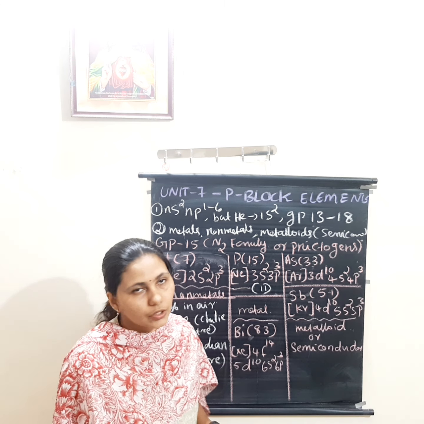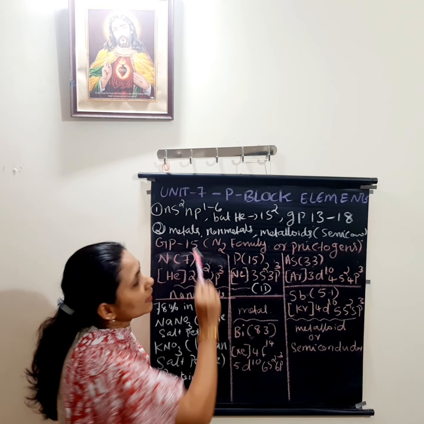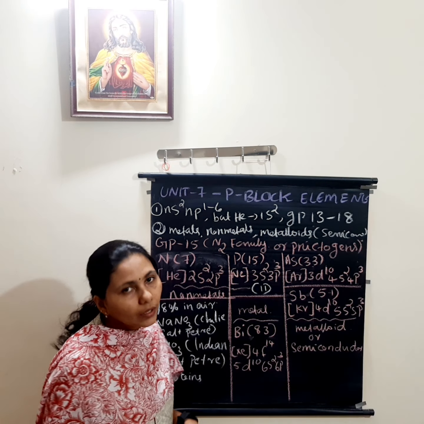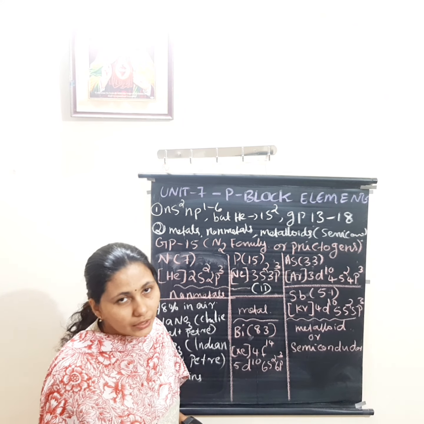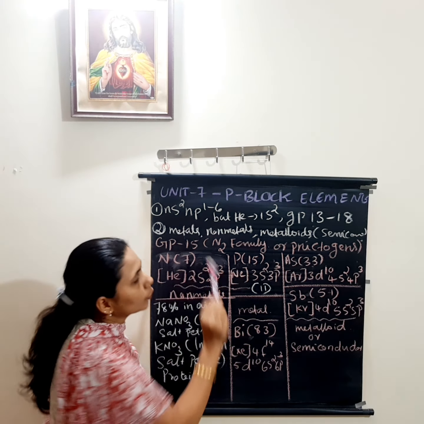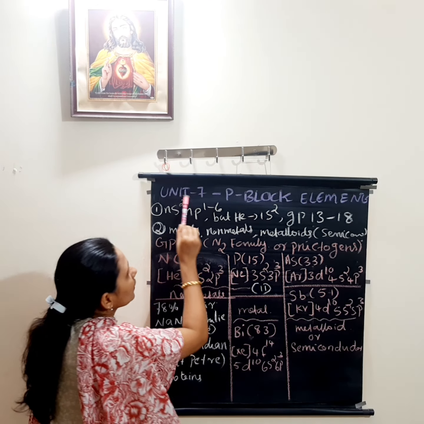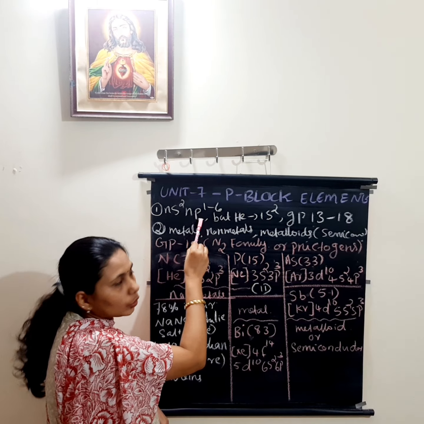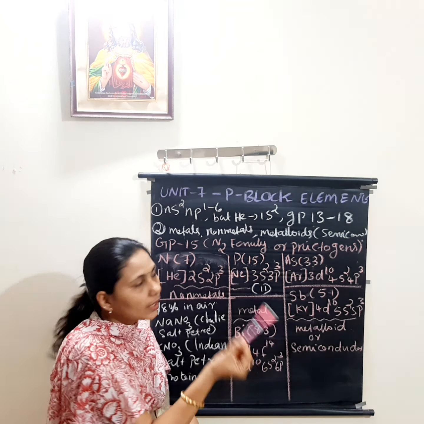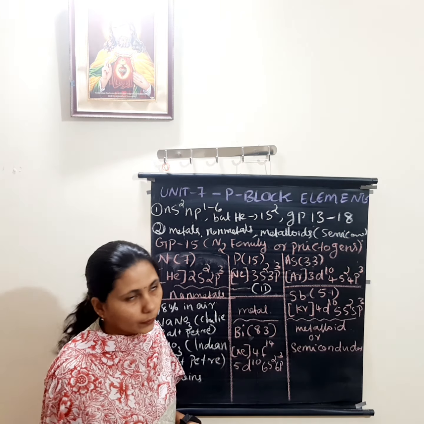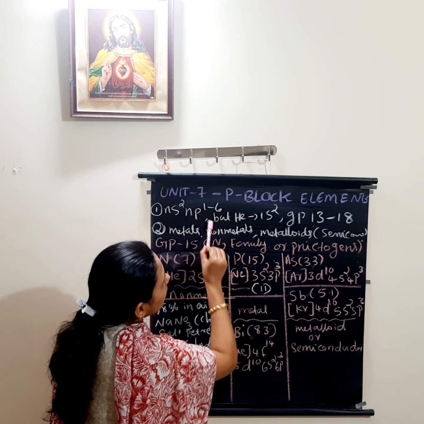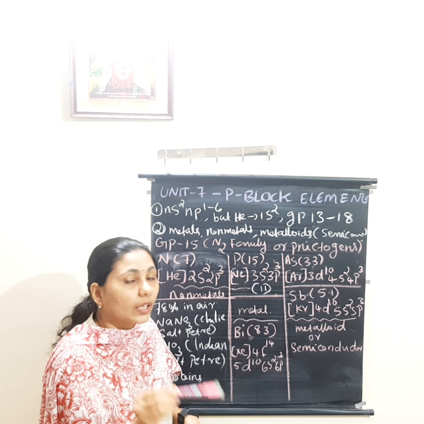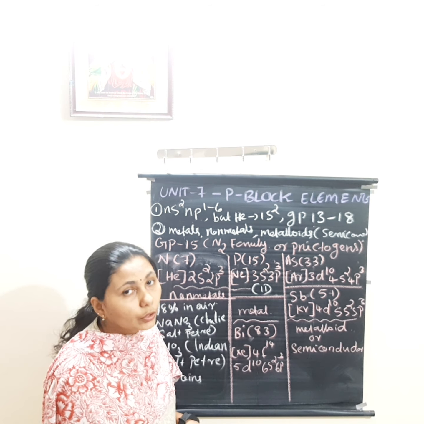P block elements. Okay, so the P block elements generally have the electronic configuration ns2 np1-6. What is the general electronic configuration? ns2 np1-6. That means the s orbital is completely filled and the p orbital can have 1 electron, 2 electrons, 3 electrons, etc., depending upon which group they are in. Except, we know in the 18th group there are helium, neon, argon, krypton, xenon, that is also included in P block. That is our noble gases.